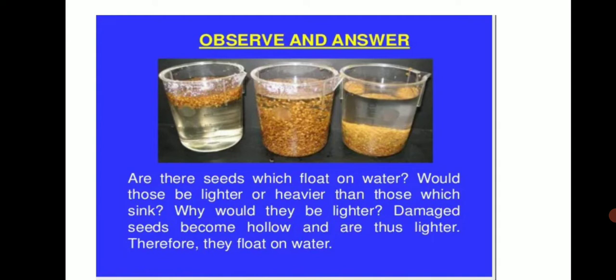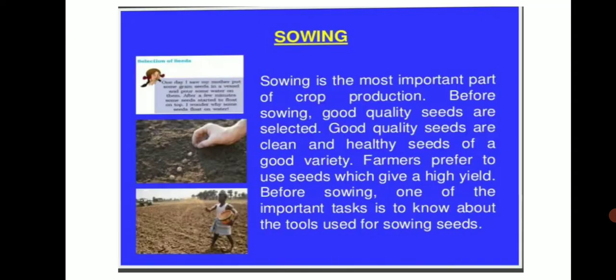Before sowing, one of the important tasks is to know about the tools used for sowing seeds. Okay, so sowing is the most important part of crop production. Before sowing, good quality seeds are to be selected, and good quality seeds are clean and healthy seeds of a good variety. Farmers prefer to use seeds which give a high yield.